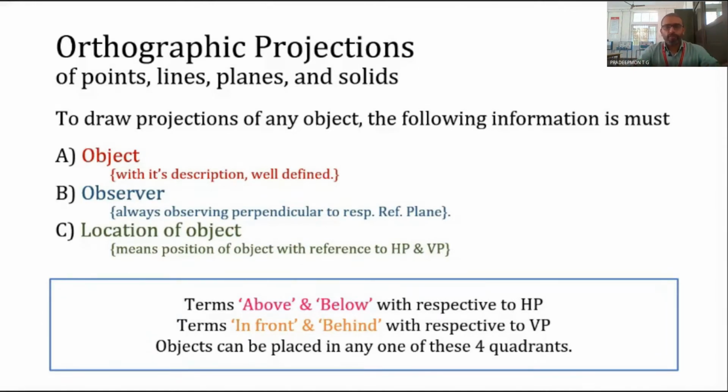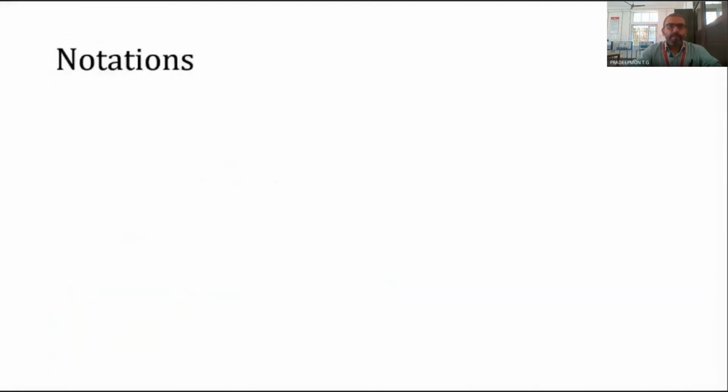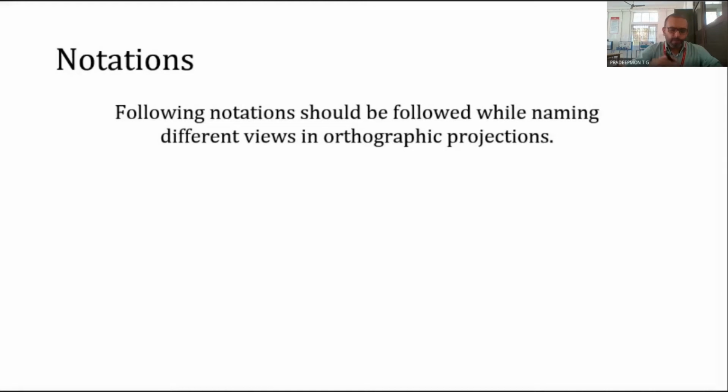Based on these four terms, the objects can be placed in any one of the four quadrants. And obviously it can be in HP, or in VP, or in both HP as well as VP. How these different conditions come up, let's see. When we are drawing the front view as well as the top view, depending on the quadrant in which the particular object lies, the front view can be above the XY line or below the XY line, because we are always rotating the horizontal plane 90 degrees clockwise.